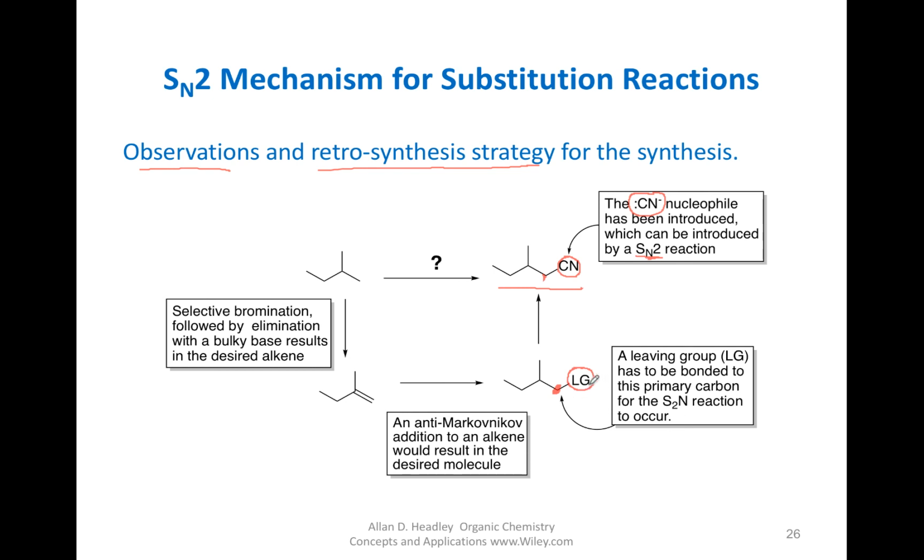The question now is, if we have a good leaving group, how can we introduce it here? One way is if we had an alkene functionality, we can do an anti-Markovnikov addition to add a leaving group here, such as a bromide. And of course, as we know, bromide is a good leaving group. And then how do we go from this molecule to this molecule? You've done that. That's one of your tutorial questions. We'll have selective bromination, and then elimination to get the alkene.